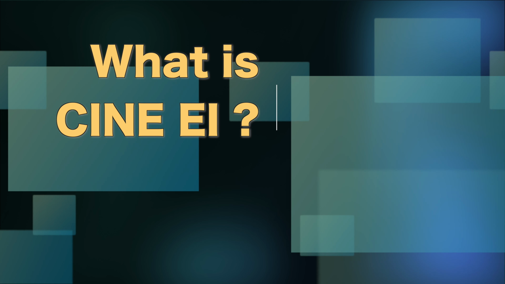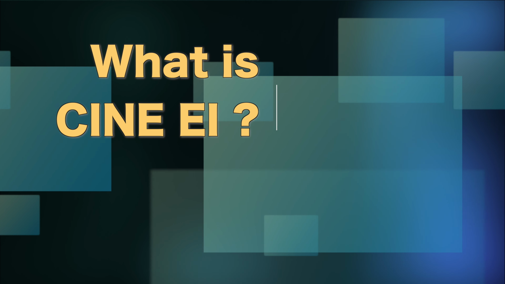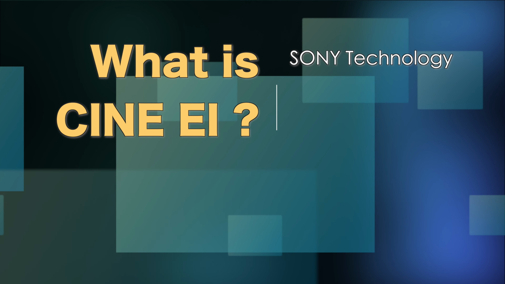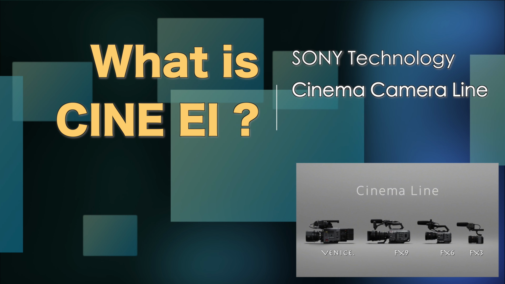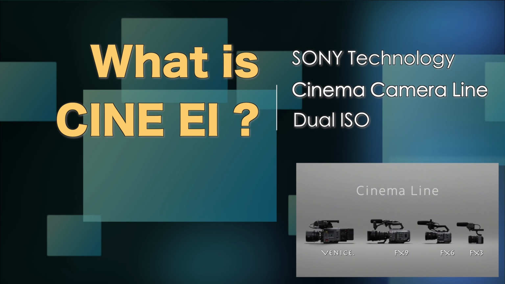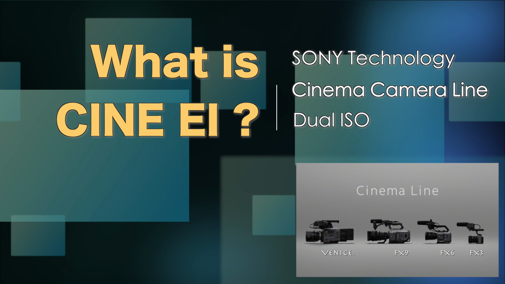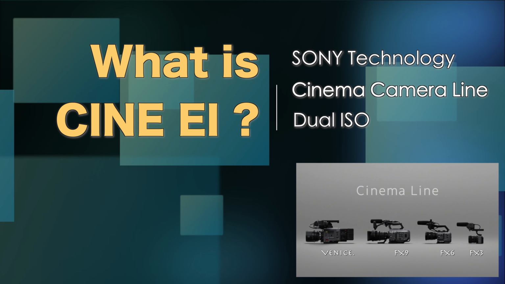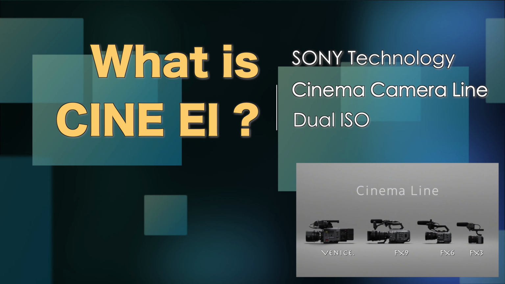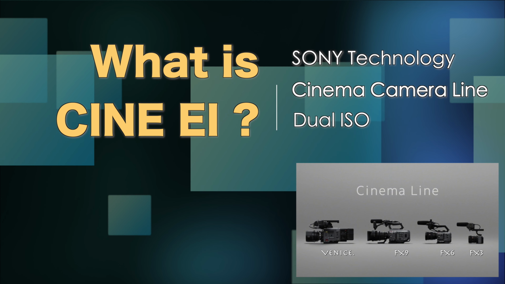What exactly is Cine EI then? Cine EI is Sony's technology applicable to their cinema camera lines. Therefore, this is targeted to a limited audience. Every Sony cinema line camera has a dual base ISO for its sensors. For example, the base ISO for the FX30 is 800 and 2500. In comparison, the higher model FX3 has dual base ISO of 2500 and 4000.